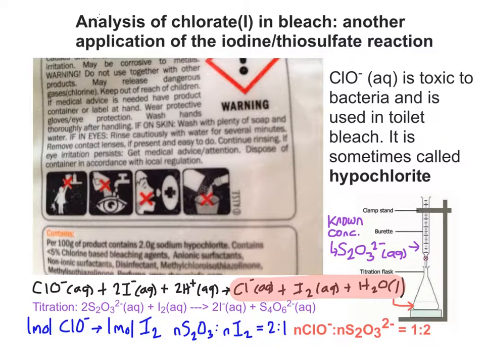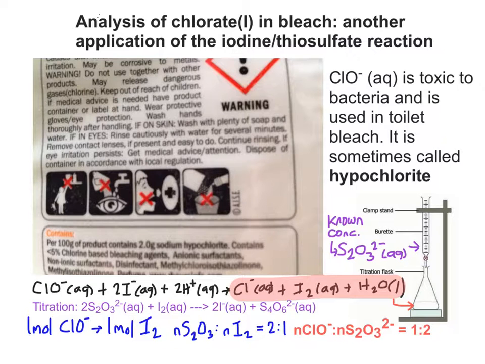So the mole ratio link between the original reaction and the titration is that the number of moles of chlorate ions to the number of moles of thiosulfate ions is 1 to 2. So we can use this in our calculations when we're trying to determine the molar quantities and therefore the concentration of chlorate. So this is another application of the iodine thiosulfate reaction.